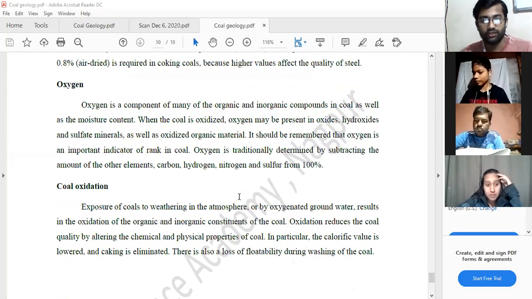Now the next important thing is coal oxidation. Any doubt up to this point?